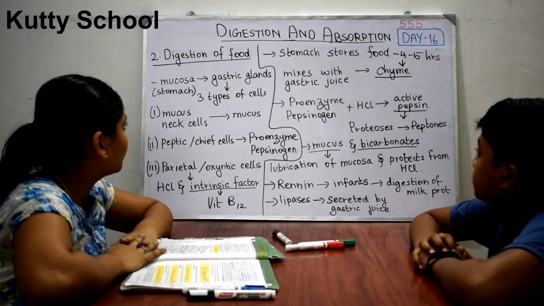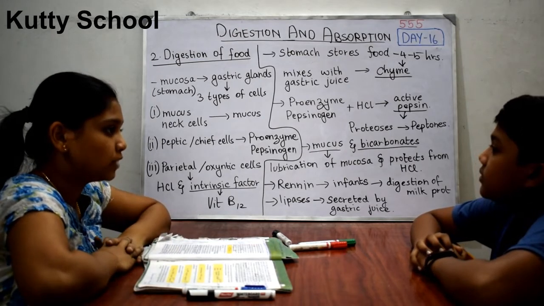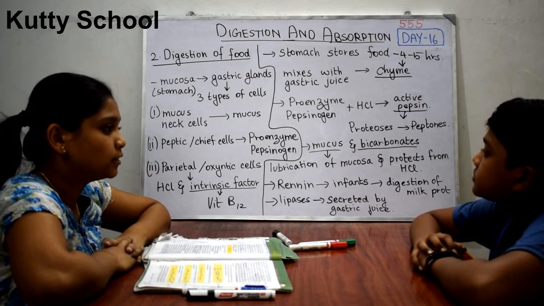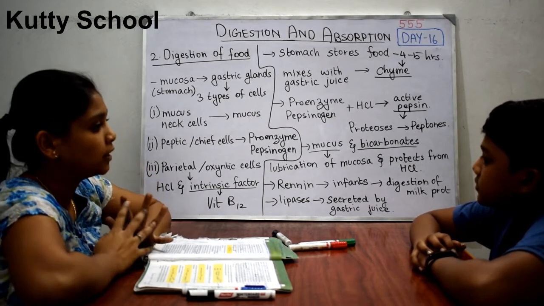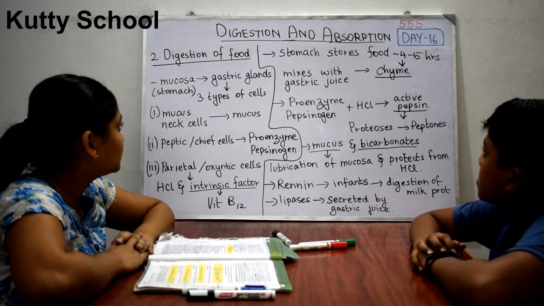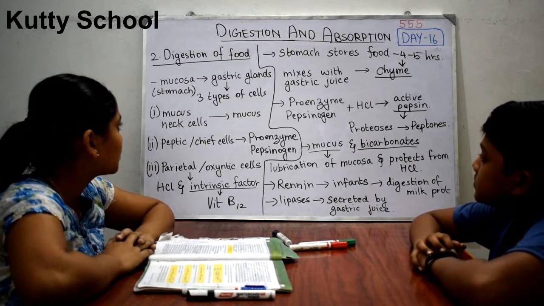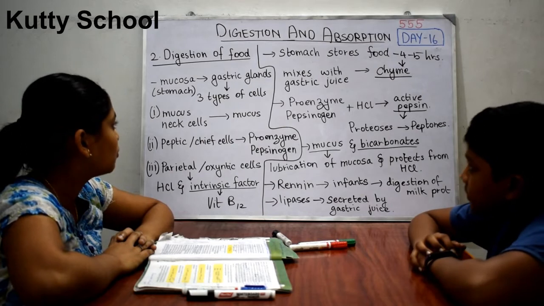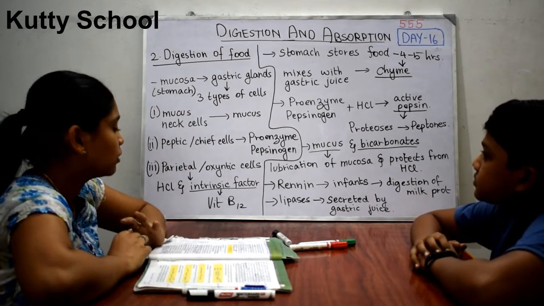First we saw about saliva. Now we are going to see about the enzymes released by the stomach. The mucosa, which we have already seen, is the inner layer of the stomach. It has many gastric glands. These gastric glands are composed of 3 types of cells, only in the stomach, not in the intestine.